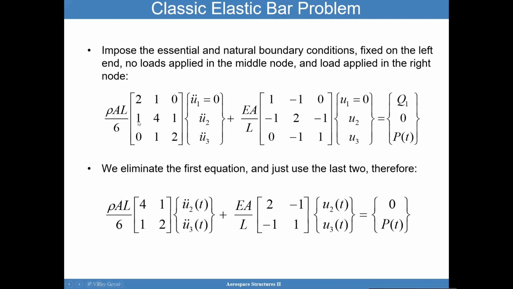You can see here this 1 times 0 is doing nothing. And so I can just focus on the last two equations. It eliminates the first column altogether. And so I just have this square here that matters with these two vectors here. And so that's what I got. Now note that I don't have any force. No force has been applied to U2.